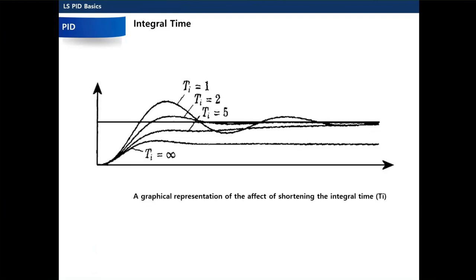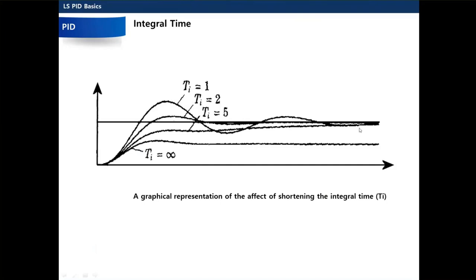Here's another one that shows how, when you change your integral time, it affects your PID, your feedback loop. So we had a TI, which was representing your integral time. We have it at a 1, which would be a low time. It's going to be pretty aggressive, okay? So that's where we have this overshoot. Goes up, goes down, goes up, goes down, and eventually evens out, but it's going to take some time.